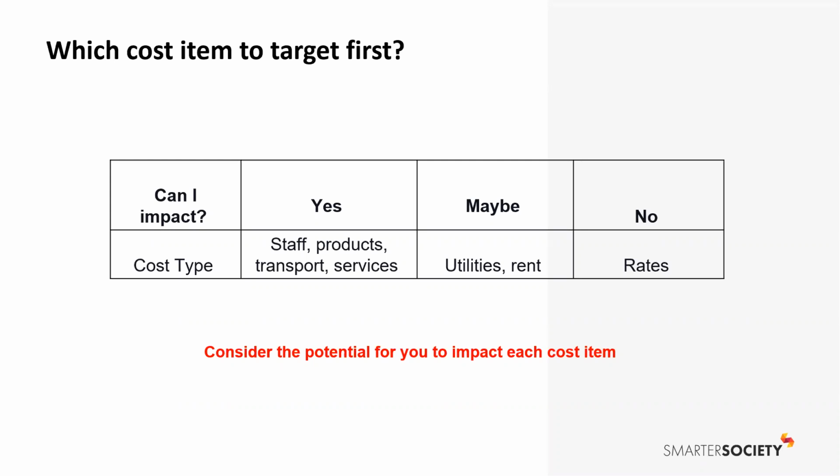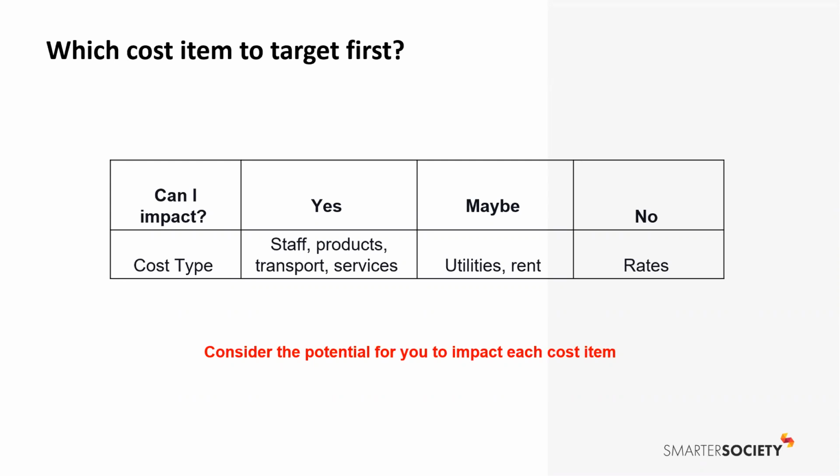Utilities and rent are areas that you might be able to impact, and it's going to depend a little bit on your current contract. And also your ability to negotiate with the particular suppliers that you've got. Okay, but if you're talking about the costs associated with staff, can you impact the staff cost? Yes, you can, absolutely, and we'll go through how you can do that. Products, can you impact that? Transport services, absolutely, you can impact all of those cost items.